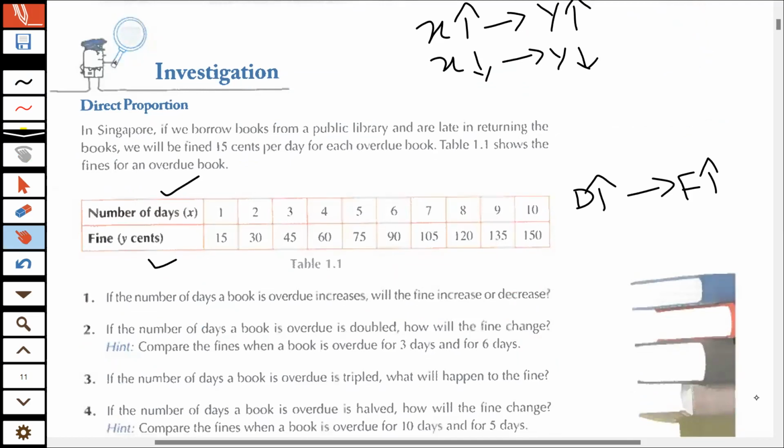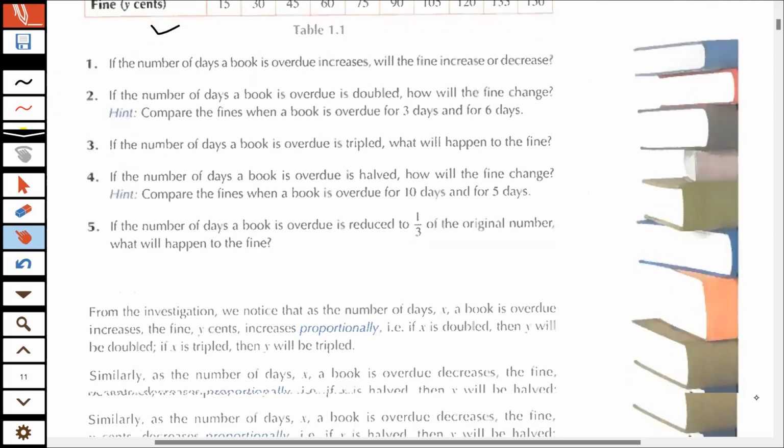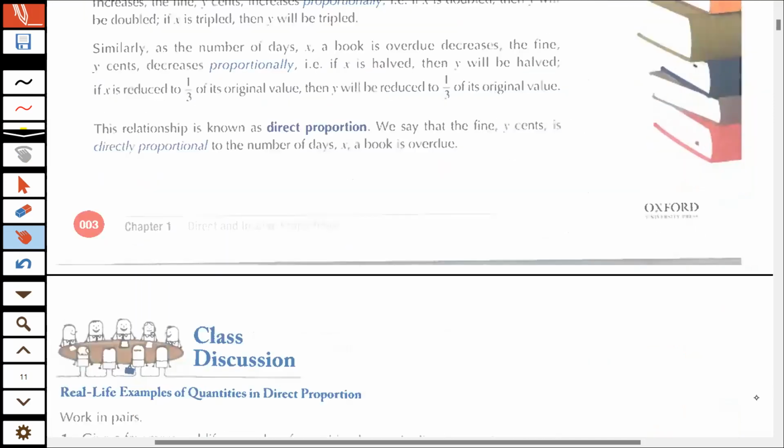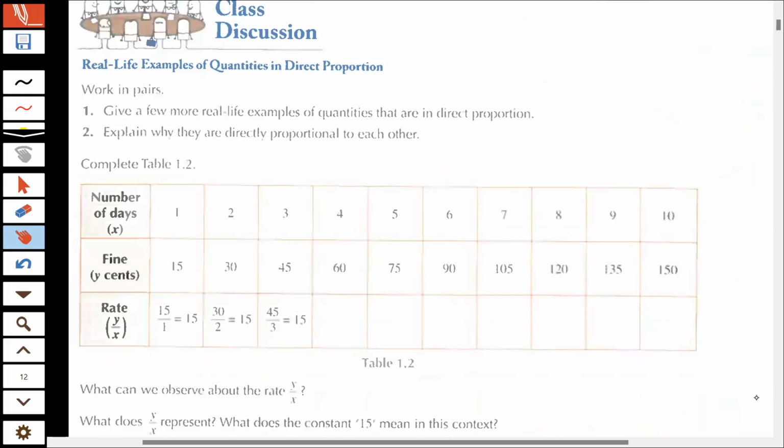If the number of books overdue increases, will the fine increase or decrease? If the number of days a book is overdue is doubled, how will the fine change? Hint. So now we understand what is a direct relationship.